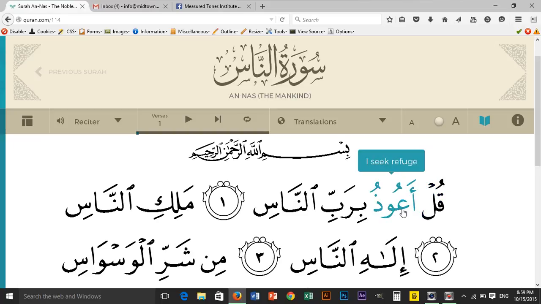Now, another example would be the ayn. Some people would say a'udhu with a hamza, instead of a'udhu with an ayn. And it just so happens that the ayn and hamza are also from the throat, but they're from different parts of the throat. Unlike the qaf and the kaf, which are from the same part of the tongue, the hamza and the ayn are part of the throat, but they're in different places.